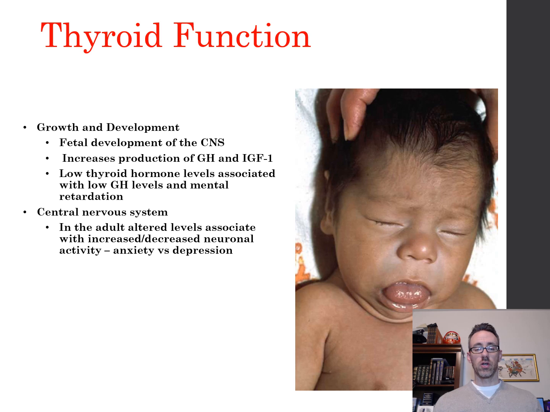In the adult, however, the levels of thyroid hormone have been associated with increased or decreased neuronal activity. High levels of thyroid hormone have been correlated with anxiety, and low levels with depression. Albeit that, it's not entirely clear how thyroid hormone interacts with the adult brain.